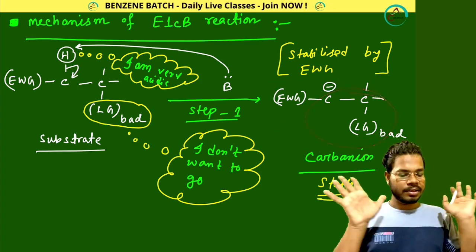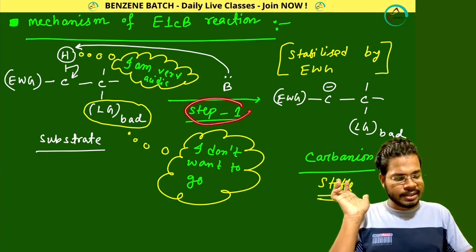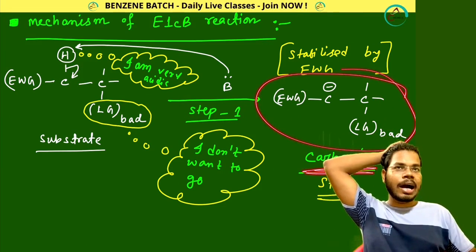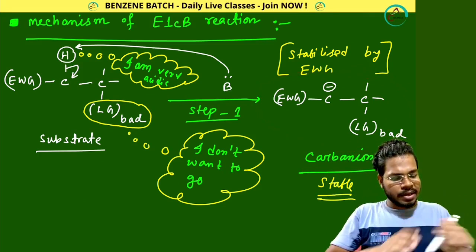Got it? So this is my step 1. Then this is the intermediate that I am getting as a carbanion. The carbanion is my reaction intermediate. Okay, so this is step 1.